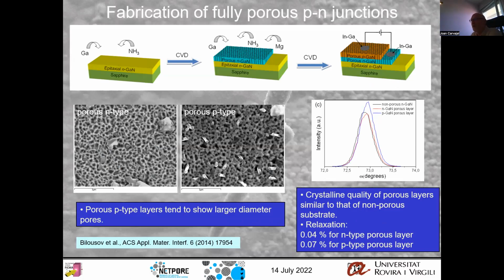Then the following step was, okay, can we produce fully porous PN junctions just by growing sequentially first a porous n-type gallium nitride, and on top of it a porous p-type gallium nitride layer? The response is yes. Here we have the images of both layers, and the structural characterization indicates that there is similar relaxation for the two layers.